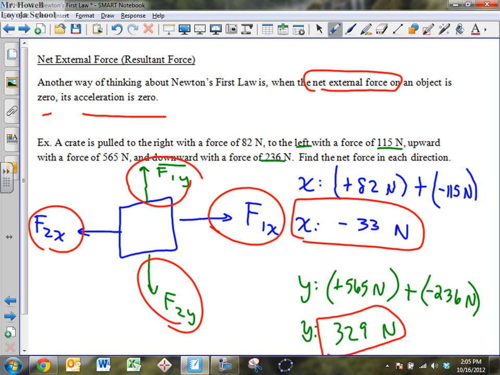So if I were to draw another free body diagram that summarized my results, can somebody tell me what that might look like? Tell me this one first. Where would that go? That would go to the left.